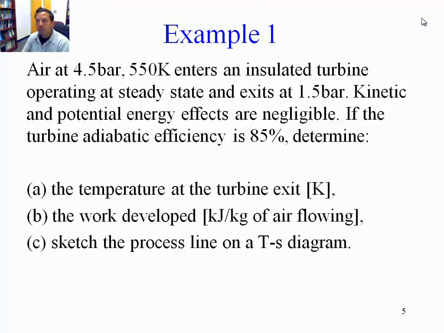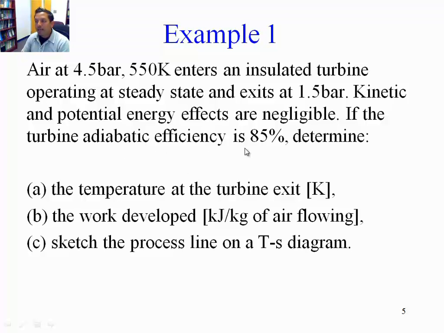Air goes into this turbine at 4.5 bar and 550 Kelvin, which is usually the case. High enthalpy content on the inlet, enthalpy is removed from the fluid, and then is transformed into work of the shaft. It enters an insulated turbine, so this turbine is adiabatic, operating at steady state, and exits at 1.5 bars, so we reduce the pressure of the working fluid. Kinetic and potential energy effects are negligible.